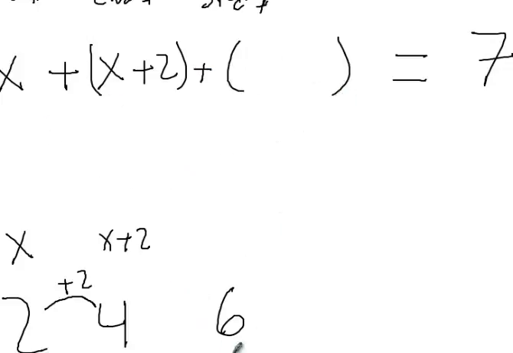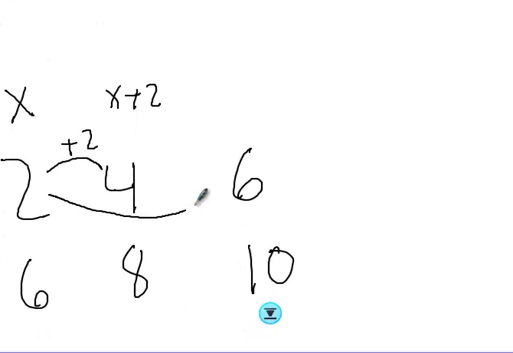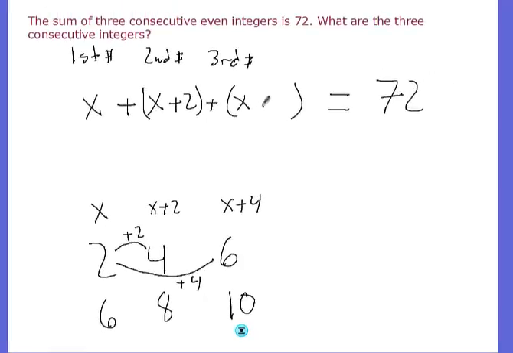Now we just have to get our third consecutive integer. How do we go from 2 to 6? Again, we start at x, since that's our first integer, and we can only have one variable for this problem. But to go from 2 to 6, you add 4. So it's x plus 4. So our equation for this problem is x plus x plus 2 plus x plus 4 equals 72. And this is your equation.